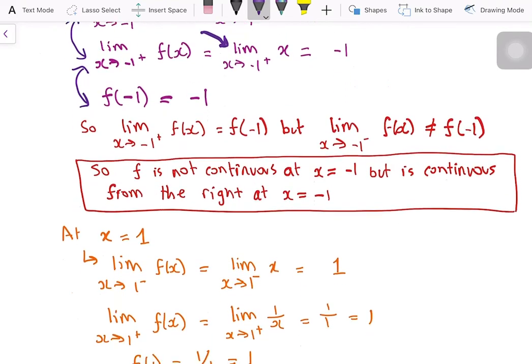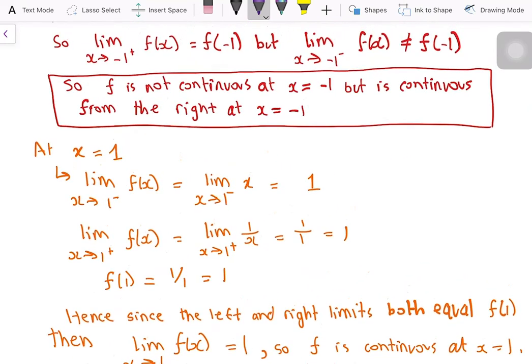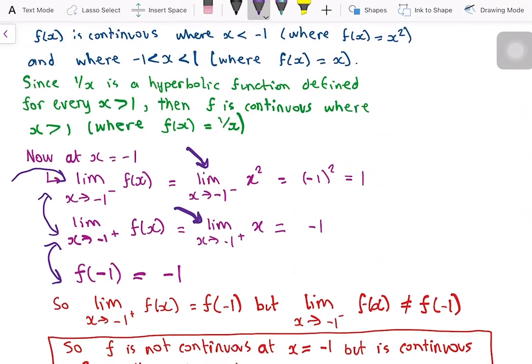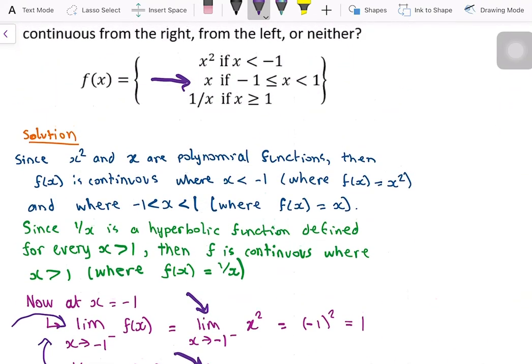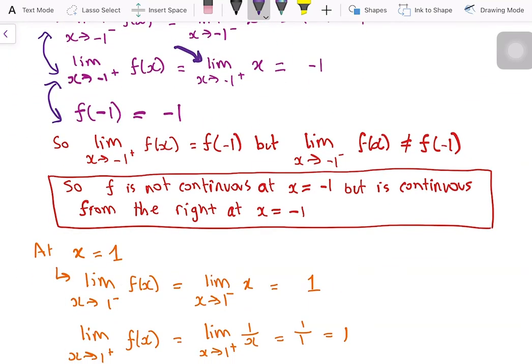And now we'll have a look at x equals 1. So when x is equal to 1, we can look at the left hand side limit, and if we go back to the beginning, as x approaches 1 from the left, we'll be looking at this case over here. So f of x as x approaches 1 from the left is just x, and it's going to be the limit of x as x approaches 1 from the left hand side, and this limit will equal 1.